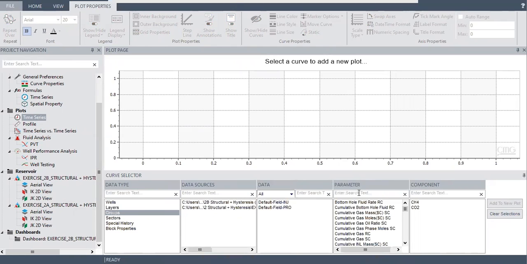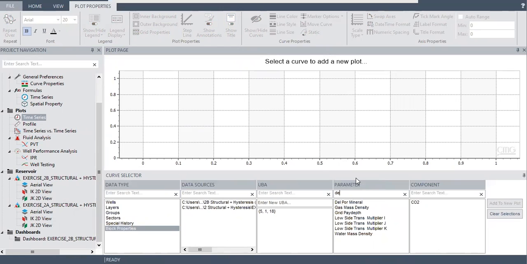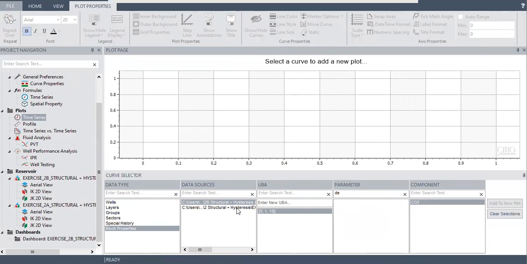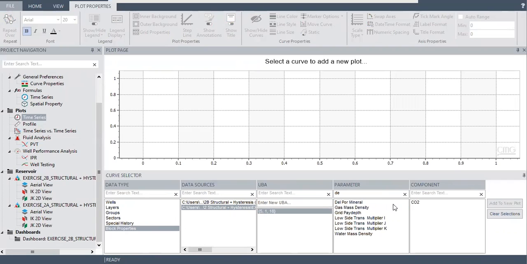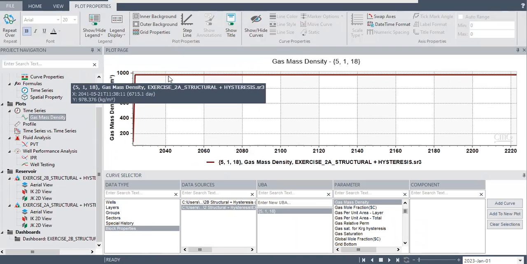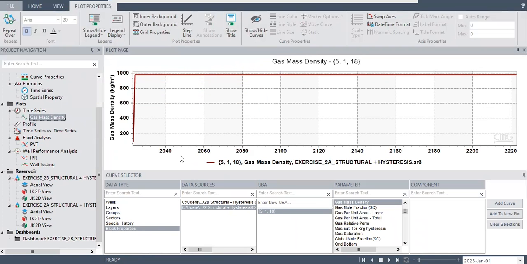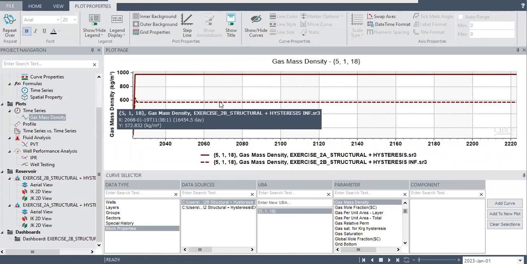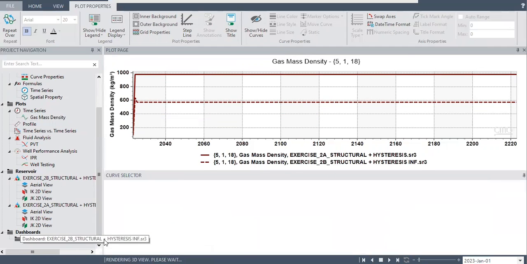Okay. Groups. Block properties. Okay, so we have gas mass density inside the block properties. Okay, this one. Okay. So in the case of limited reservoir, limited aquifer, again it's 978, but with infinite, it has lower density of 570 something. Okay, so that's what we have.